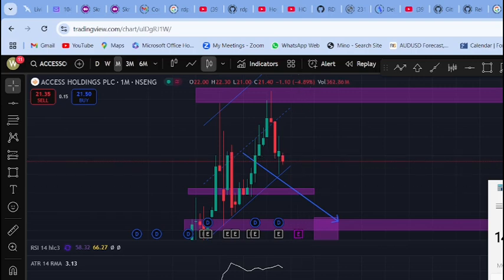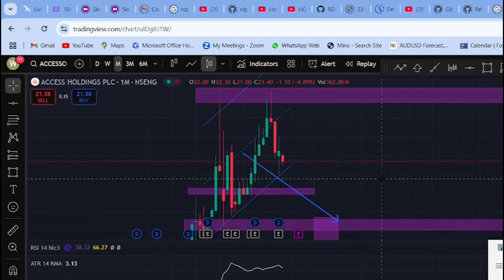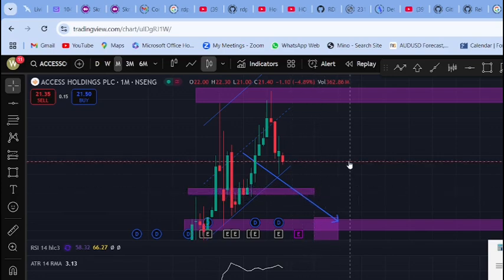So 14.2% of this, what is it? That is how you now use ATR for your entry. For me, I'm looking for Access at around, I'll start buying Access from, let's say, 19 naira 50 kobo. If it comes lower, I still have other levels where I'm going to buy Access.